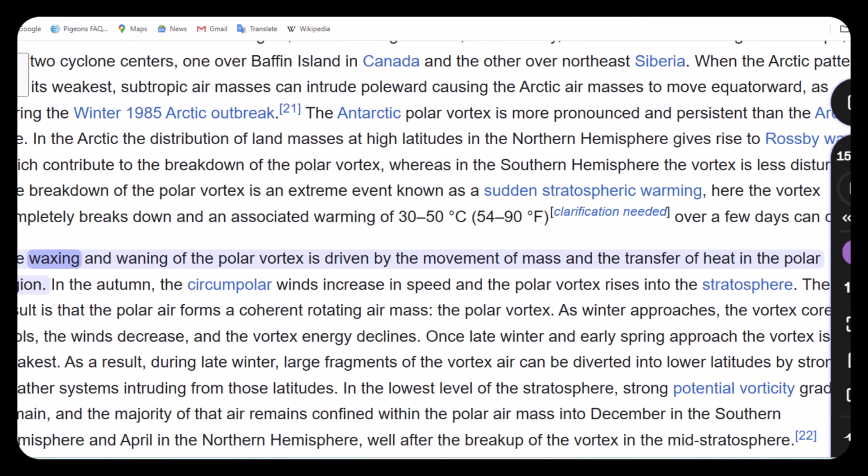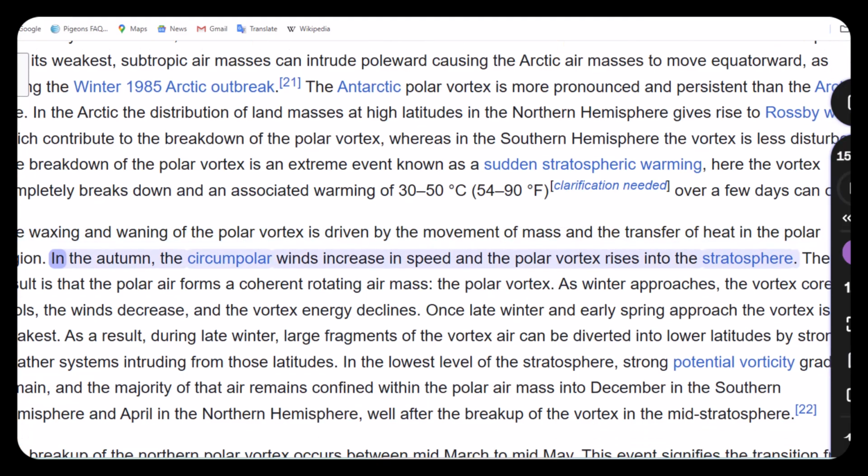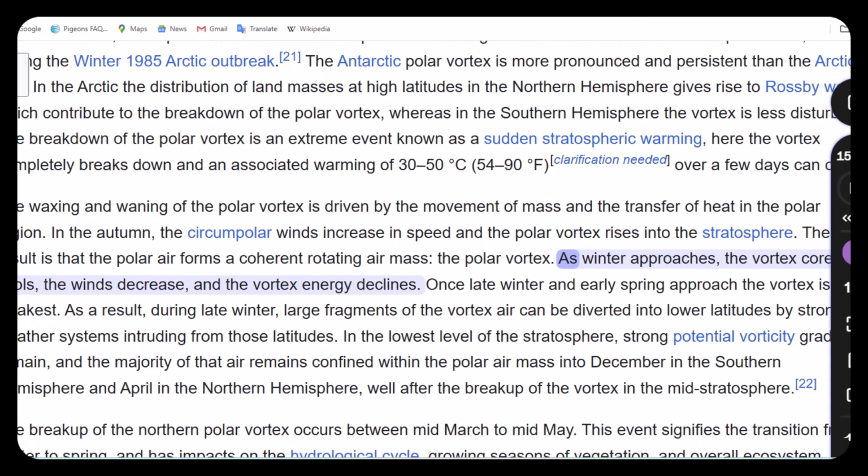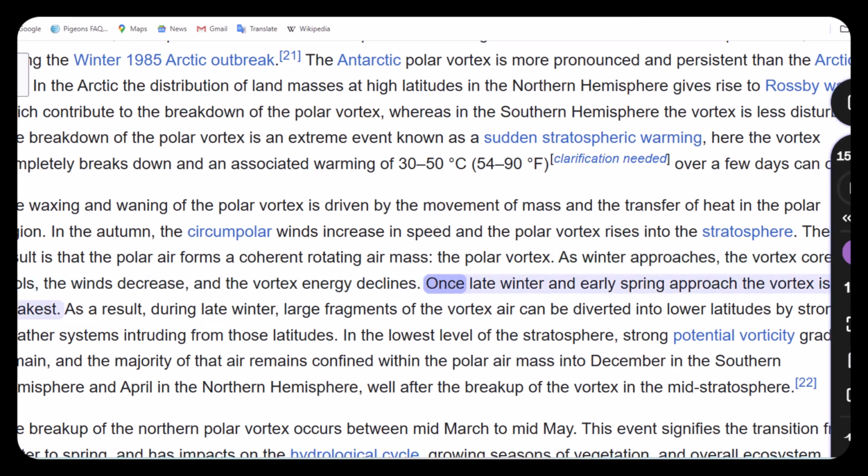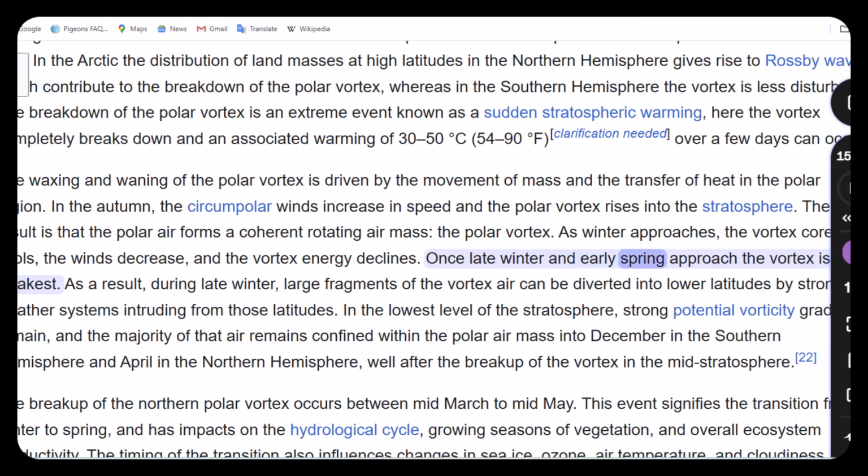The waxing and waning of the polar vortex is driven by the movement of mass and the transfer of heat in the polar region. In the autumn, the circumpolar winds increase in speed and the polar vortex rises into the stratosphere. The result is that the polar air forms a coherent rotating air mass, the polar vortex. As winter approaches, the vortex core cools, the winds decrease, and the vortex energy declines. Once late winter and early spring approach, the vortex is at its weakest.